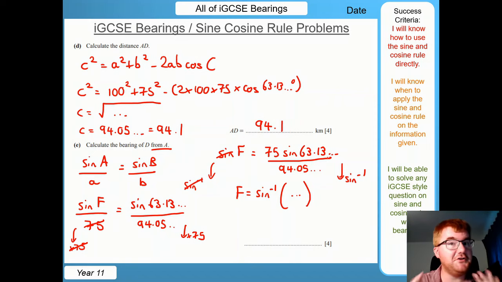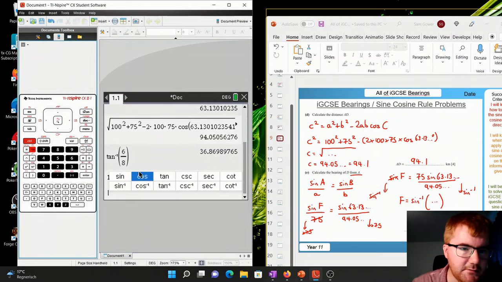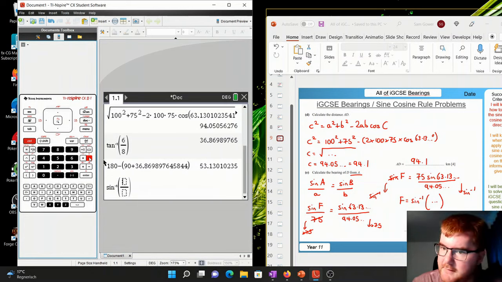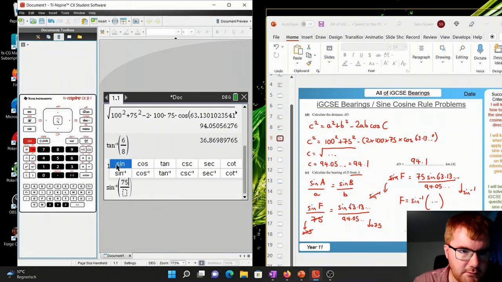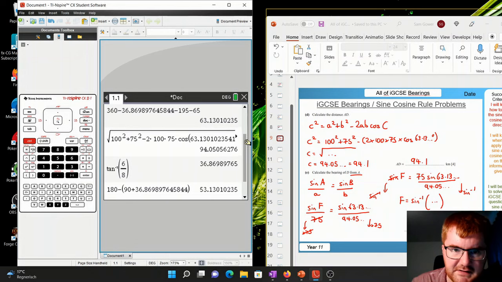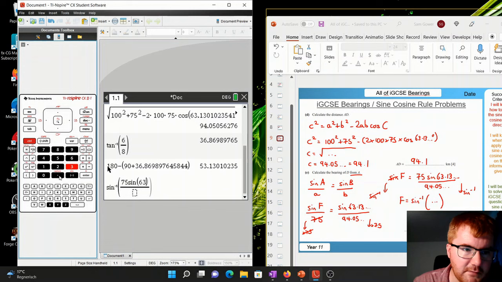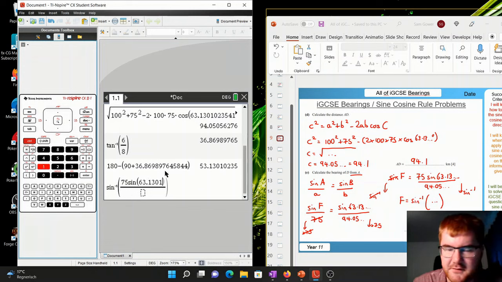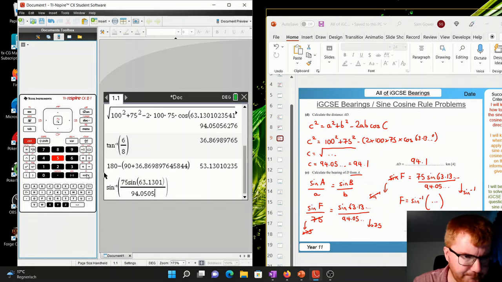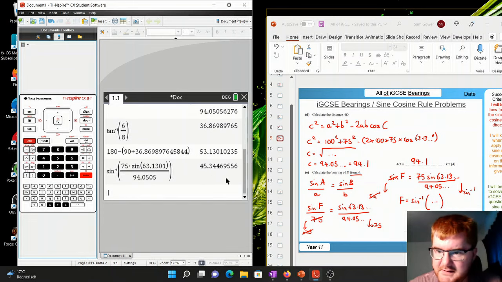So, right, let's go to the calculator and make sure we make this as accurate as possible. Let's set up our fraction. So we have 75, and then sine of the 63.13. I'm going to write in about four decimal places here, 63.1301, keeping about four decimal places. And at the bottom, I'm going to put in 94.0505, just so I can try and keep this as accurate as possible. Press the enter button, we get 45.3446, which I'm going to write down.